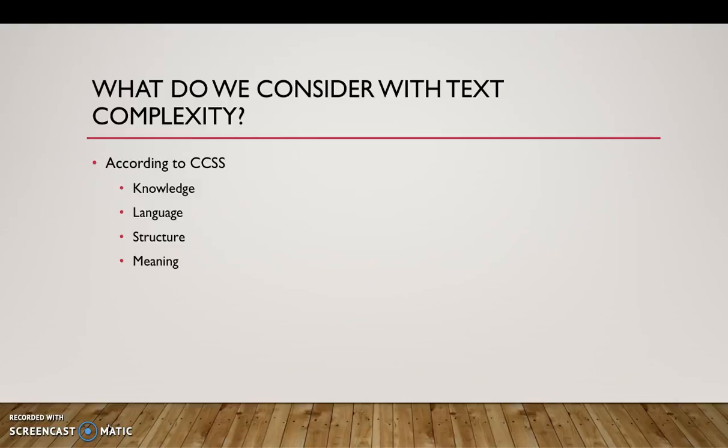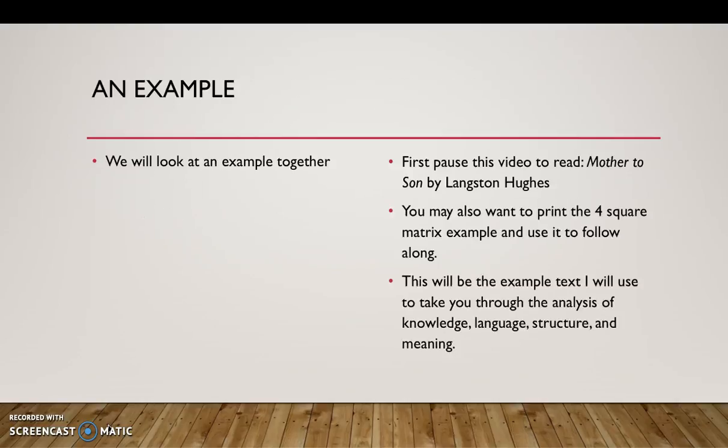Before we break these four areas down, I would like you to take a moment and pause this video and read Mother to Son by Langston Hughes. This is linked in your agenda. You may also want to print the four-square matrix example that is also linked in your agenda and use it to follow along. This will be the example text and exemplar that I will use to take you through the analysis of the four areas: knowledge, language, structure, and meaning. Take a moment now to pause this video and read Mother to Son, and if you choose, to print off the four-square matrix example.